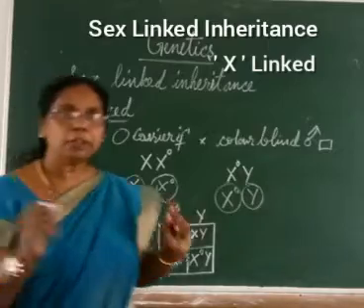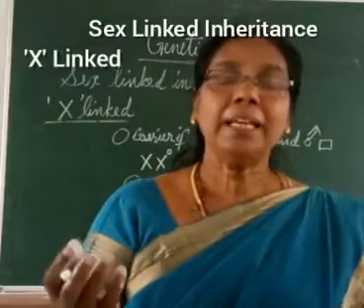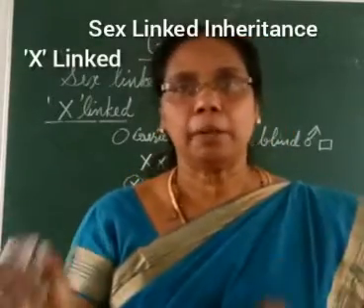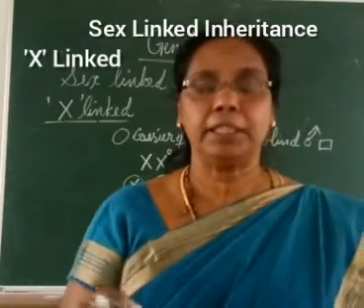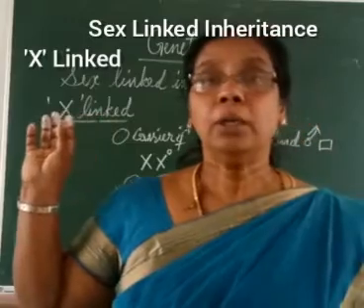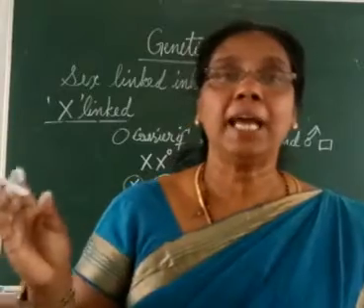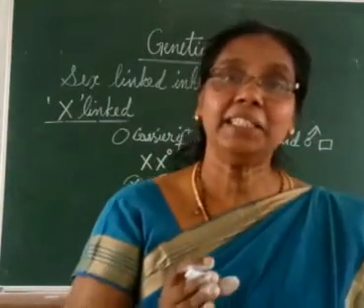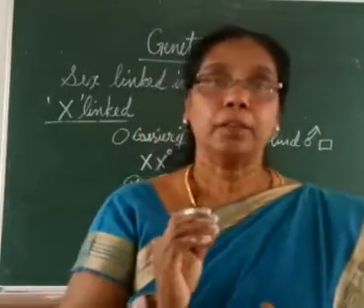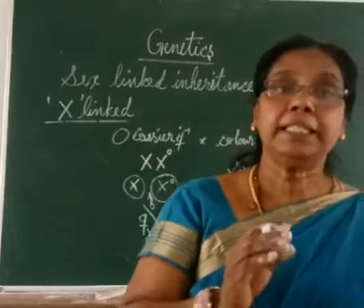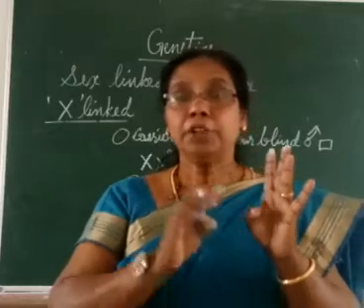Sometimes both the parents will not show any such character, but still the children may show. Sometimes either the father or the mother will show some characters, but one or the other of the children will be affected. So I have shown you 3 cases. In these 3 cases you understood how color blindness, which is a hereditary disease, is passing from parents to the offspring.